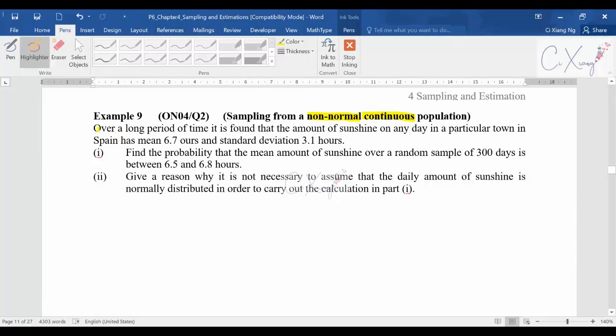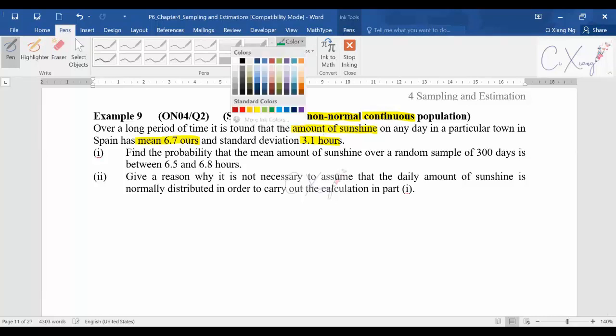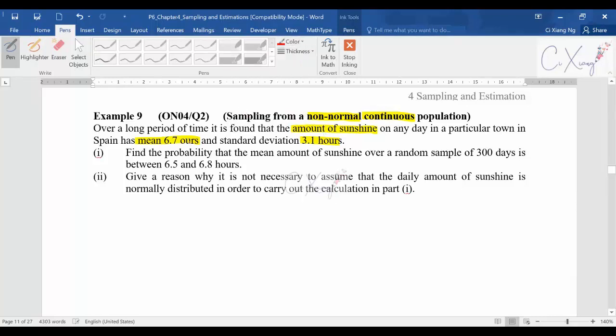All right, you can read the question first. Over a long period of time, it is found that the amount of sunshine on any day in a particular town in Spain has mean 6.7 hours and standard deviation 3.1 hours. They are talking about the amount of sunshine. Is it countable or not? It's not countable, because it is in terms of hours, so you cannot count it one by one.